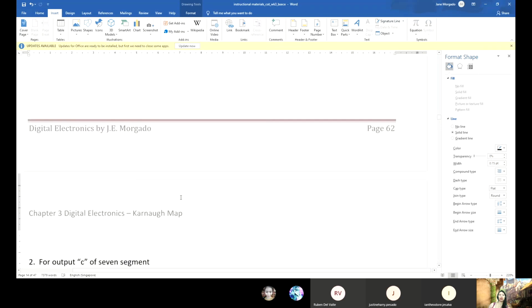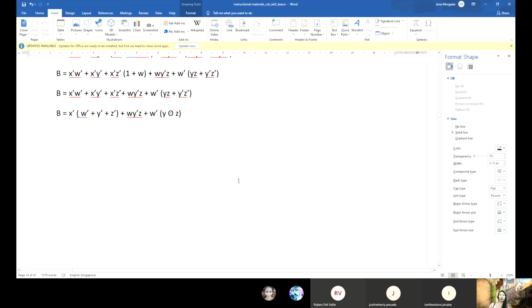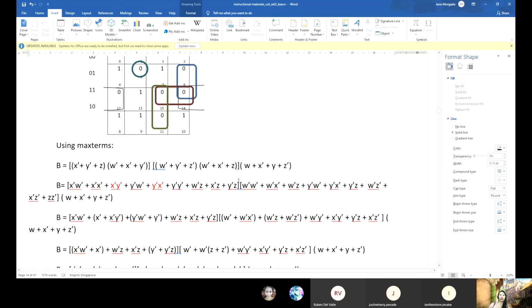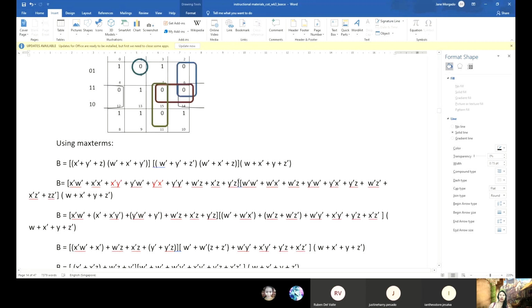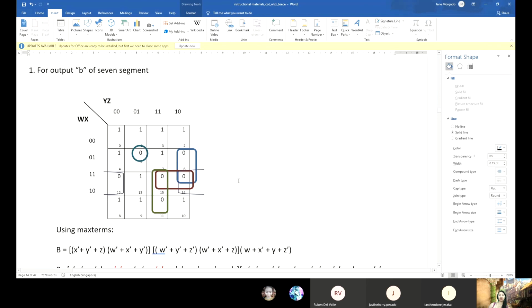Any question? Okay, again, C for the boys and D for the girls. Okay, so you do the loop and then simplified Boolean equation and then the circuits. Okay? Any question?